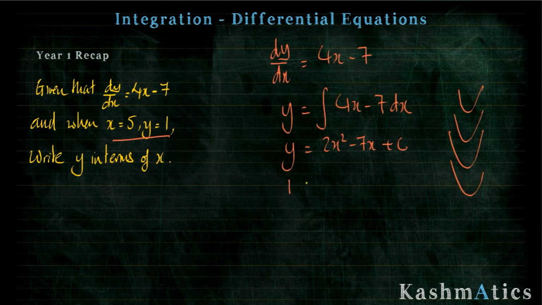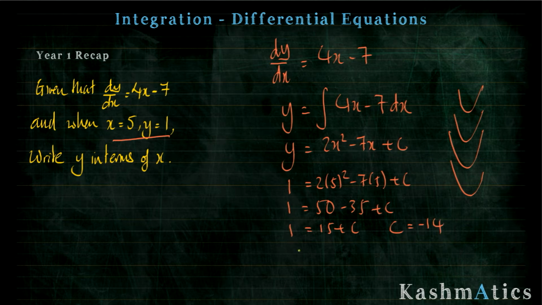So y equals 1, and this would be 2x squared, so 2 times 5 squared, take away 7 times 5 plus c. So 1 equals 2 times 25, which is 50, take away 35 plus c. So 1 is equal to 15 plus c, which gives me c equals minus 14. So my particular solution is y equals 2x squared minus 7x minus 14. So hopefully that's recapped something you'll have done in year 1. So let's move on to some examples where we're actually separating the variables.